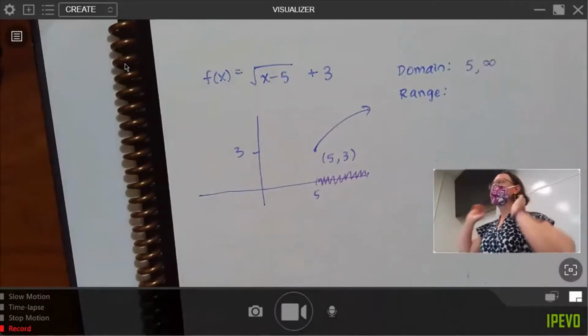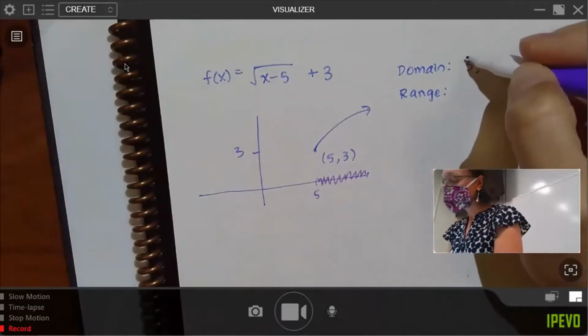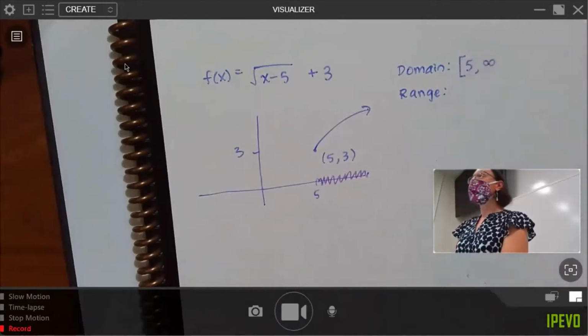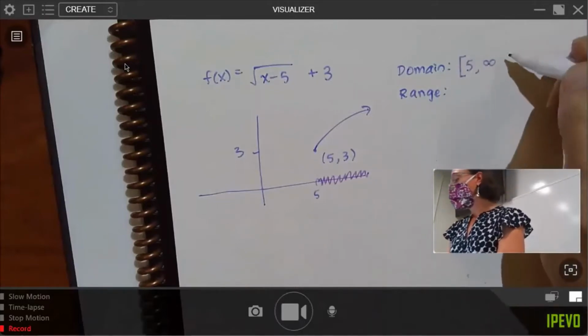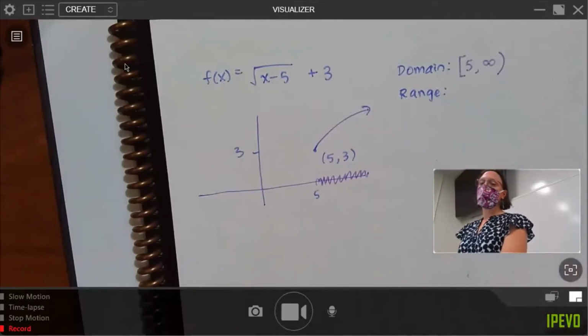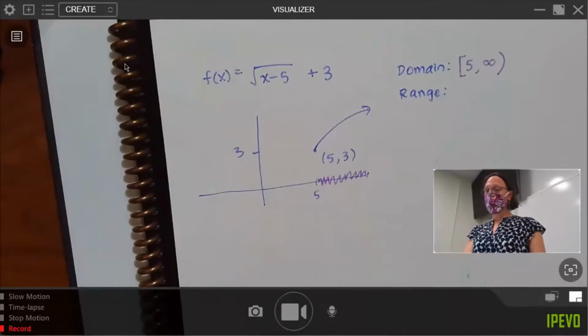Notation wise, if I write this in interval notation, I'm going to use a square bracket to show that I am including the 5. And I'm going to use parentheses because infinity is not like a specific number that we can get to. So we're always going to use parentheses with either positive infinity or negative infinity.